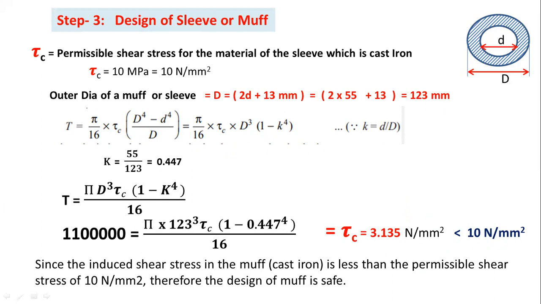In given question, the permissible stress for cast iron is 10 megapascal. Here, 3.135 is the induced shear stress in the coupling material. So this induced shear stress is less than the permissible stress. So the design of sleeve or muff coupling is safe.